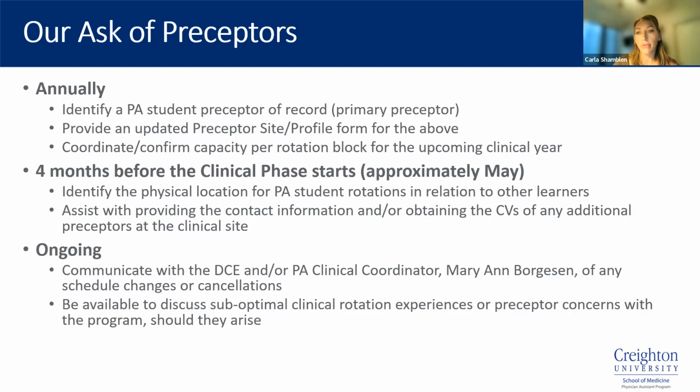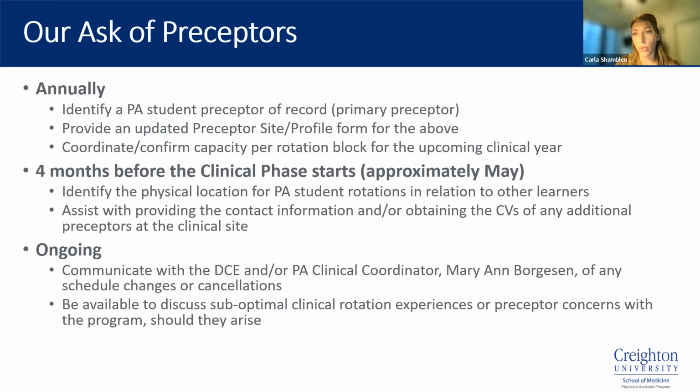Our ask of preceptors is that you identify at your site a primary preceptor of record. That way we can have one person in our database that we are scheduling the students under, and provide us with a preceptor site profile form. And then annually we'll send that form back out to you and ask if there's any changes or edits that need to be done. And then just confirming and coordinating with us, again, your capacity for the upcoming clinical year.